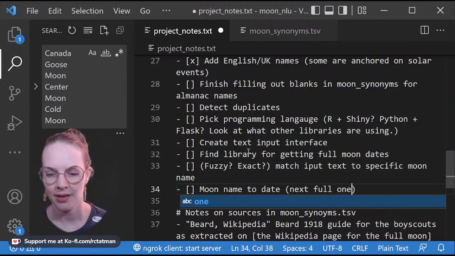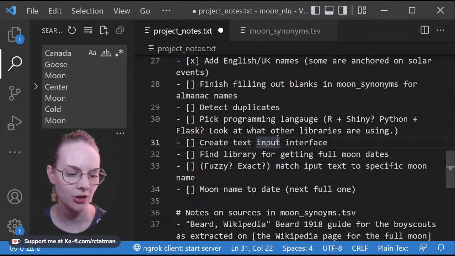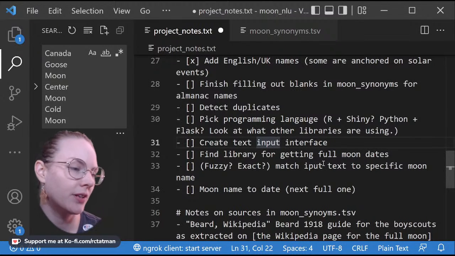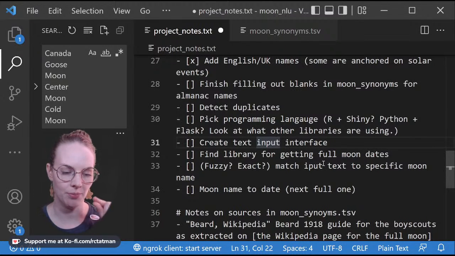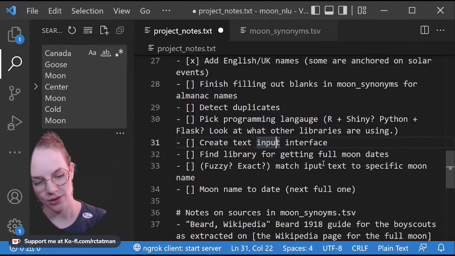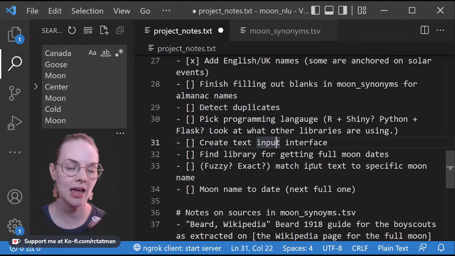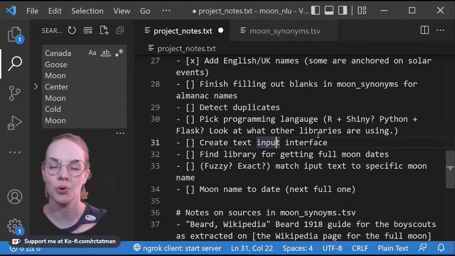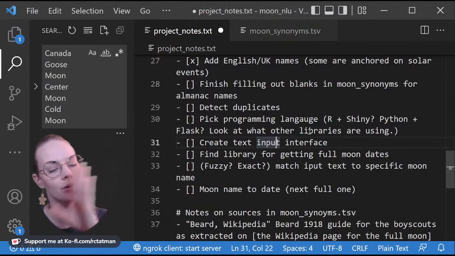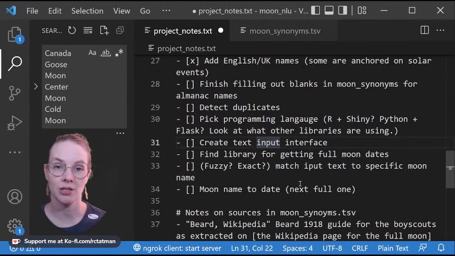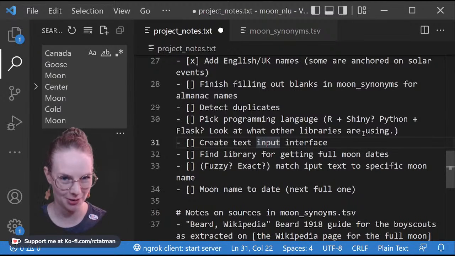Next full one. So I think we're going to make our problem as narrow as possible. It will be specifically for the date that I am putting in: the next one of those moons, what is the date of that moon? So if today I asked, when is the next worm moon? It would tell me the worm moon next year. And if I said, when's the worm moon? It'll tell me the worm moon next year. And if I said, what's the last worm moon? It'll tell me the worm moon next year.